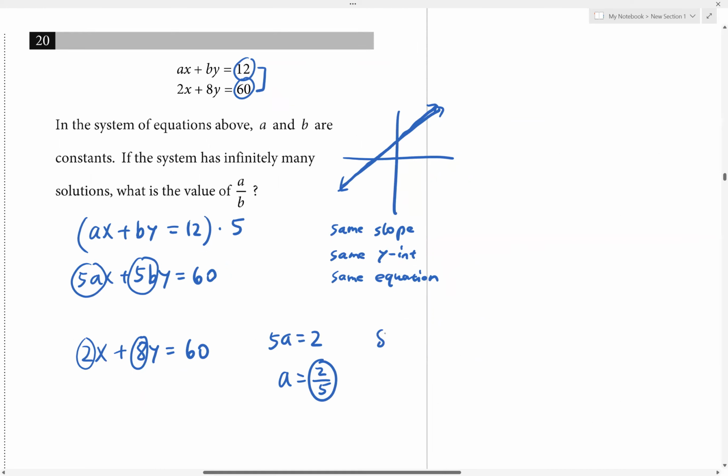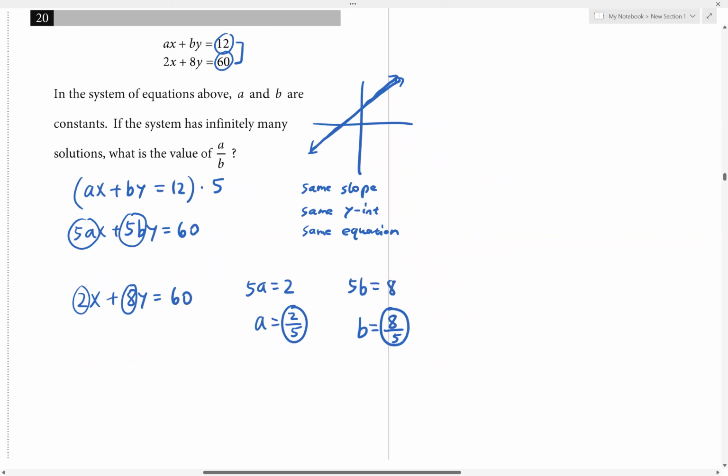And then 5b = 8. We can solve for b, dividing by 5 on both sides, b = 8/5. Once you have these two, we can solve for a over b. So a divided by b is 2/5 divided by 8/5. When we divide fractions, we multiply by the reciprocal, so we flip the second one and multiply, so we times 5/8.